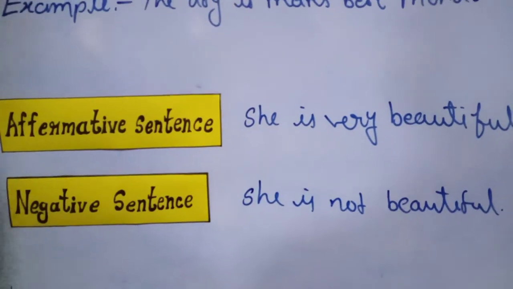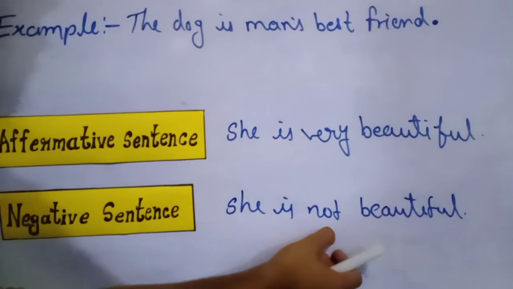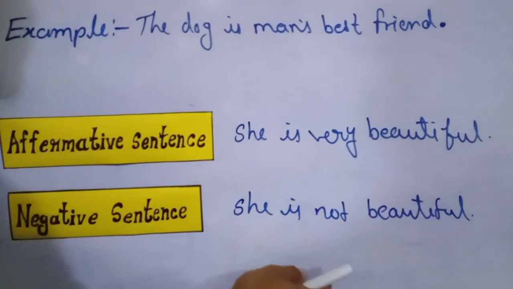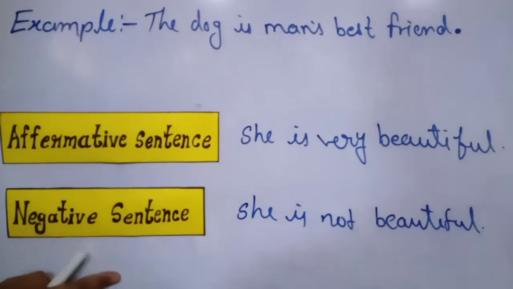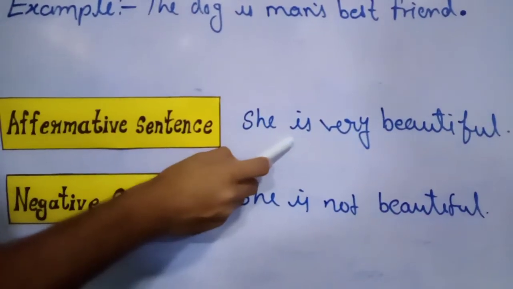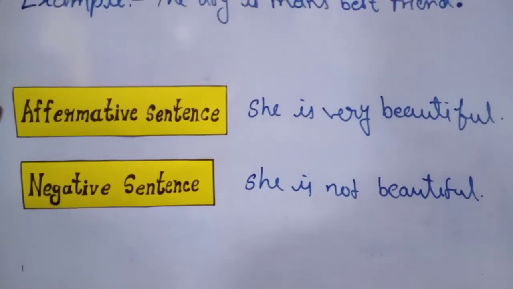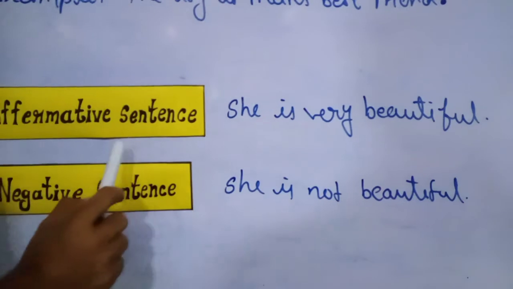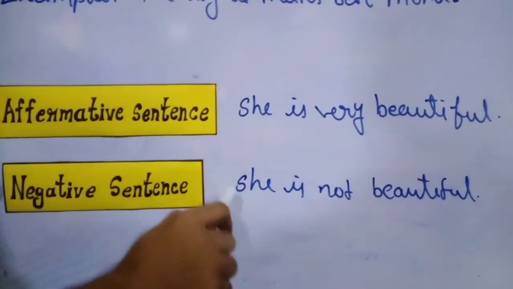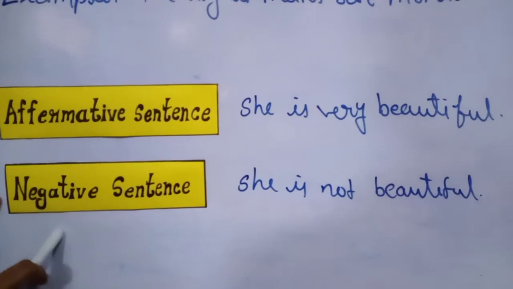So whenever we are getting the word like not, neither, nor, such kinds of the sentence, and we are getting the meaning of that sentence should be negative, so that is negative sentence, and the rest one is affirmative sentence. So the assertive sentence could be affirmative as well as negative. She is very beautiful is example of affirmative sentence. She is not beautiful, so that is the example of negative sentence.